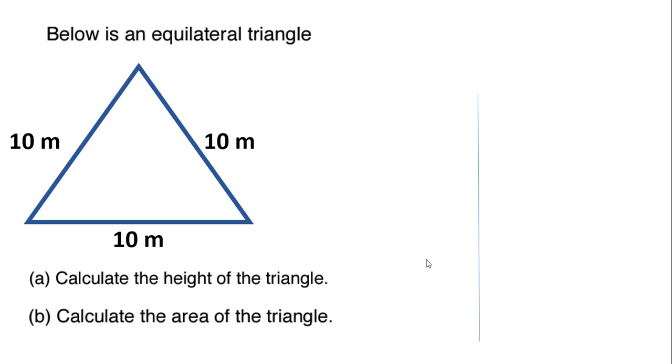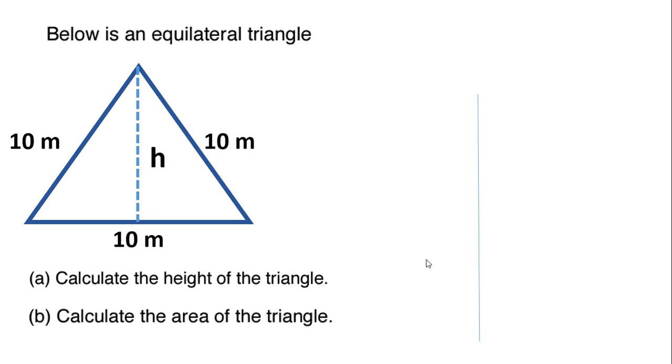Now, the second thing is it says calculate the height of the triangle. Height is always the vertical length, this one right here. The slant ones are never the height. The height always has to be vertical to the base, or you can say 90 degrees to the base. I have to find the height, so let me label this line as my h.